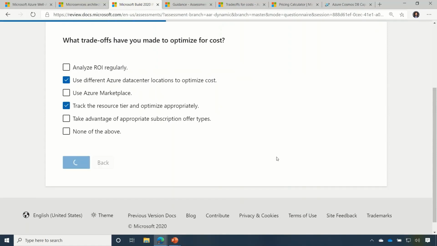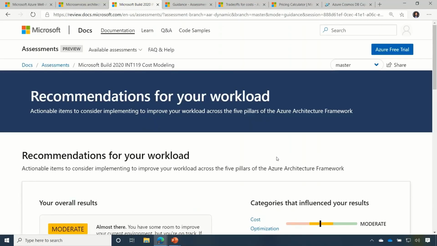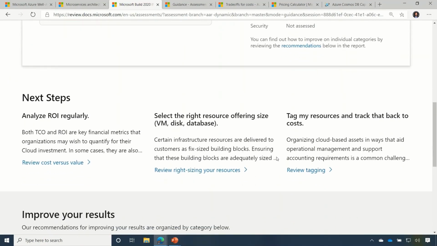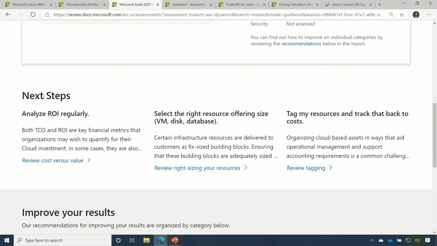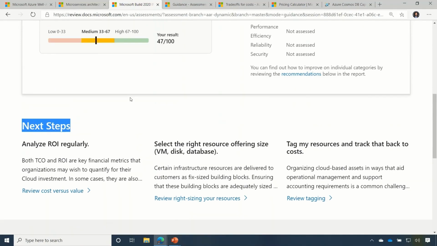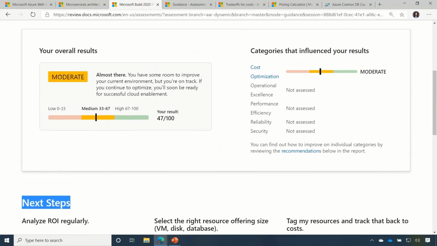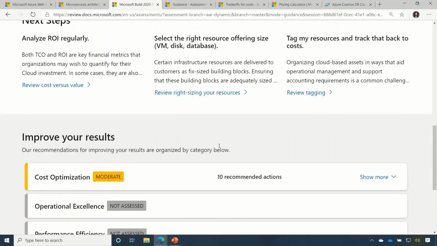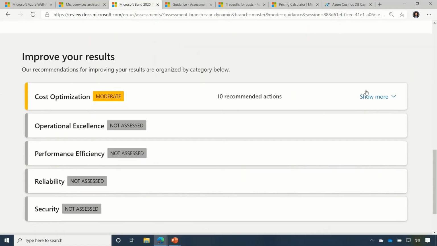Here are the summary recommendations of your assessment. This provides customized guidance on next steps and actions to improve your results. Your opportunity for optimization is represented in three ranges of critical, moderate, and excellent, in addition to a numerical scale. Let's look at a specific recommendation. This recommendation is about cost modeling.